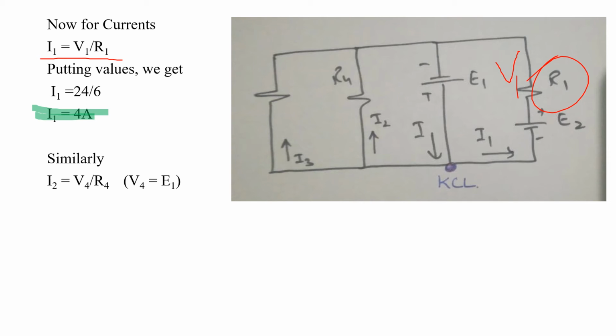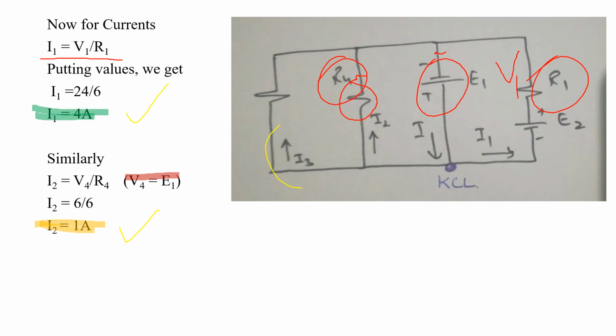Similarly, when you are finding the value of I2, you have to know the value of V4 and R4. R4 is basically the resistor and V4 is the voltage across that resistor. You can see that R4 is parallel to E1. It means the voltage across R4 is same as the value of E1. So substituting the values, we get I2 is equal to 6 by 6, which is equal to 1 ampere. So we have the value of I1 and I2.